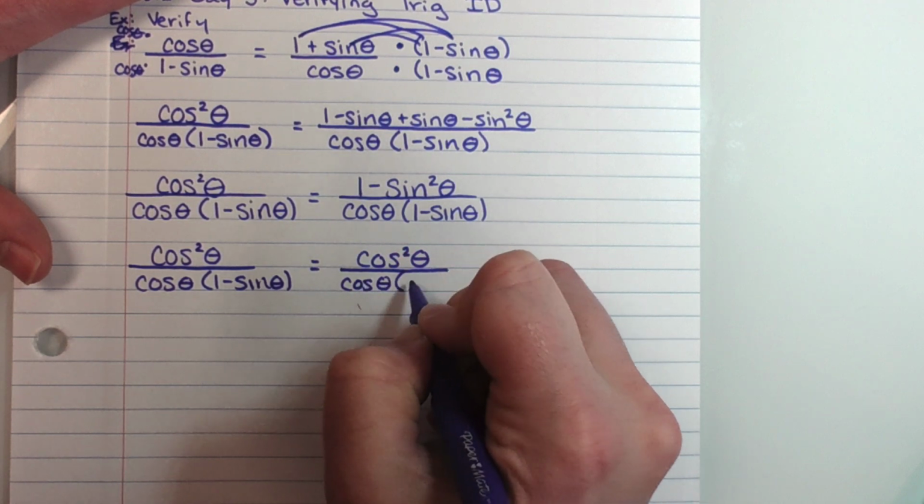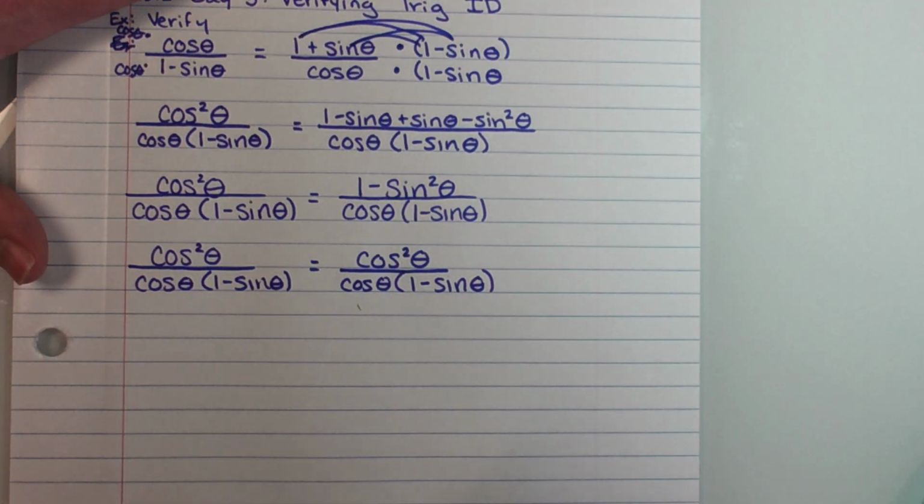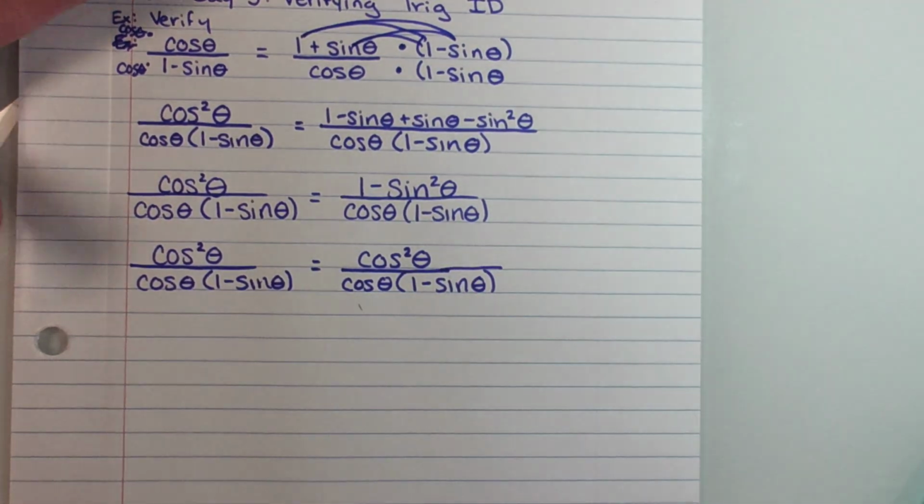Are both sides the exact same? Because if both sides are the exact same, you can leave it just like that. In a Verify problem, it does not need to be simplified down.